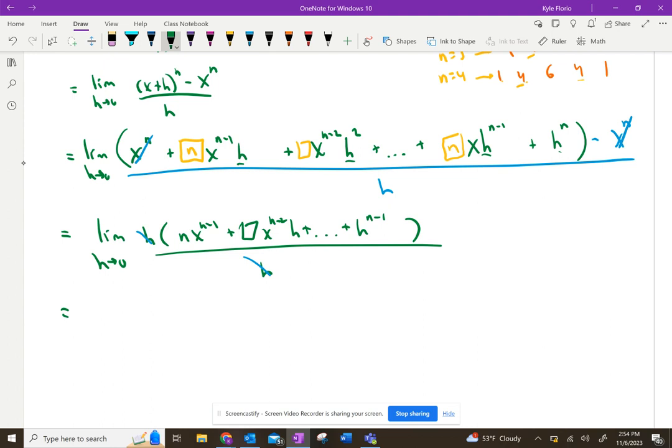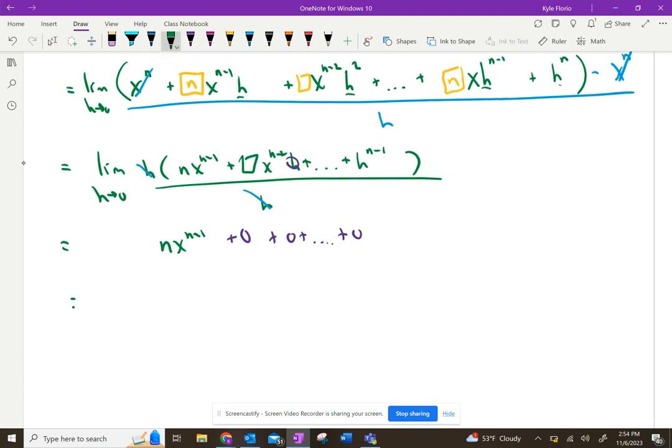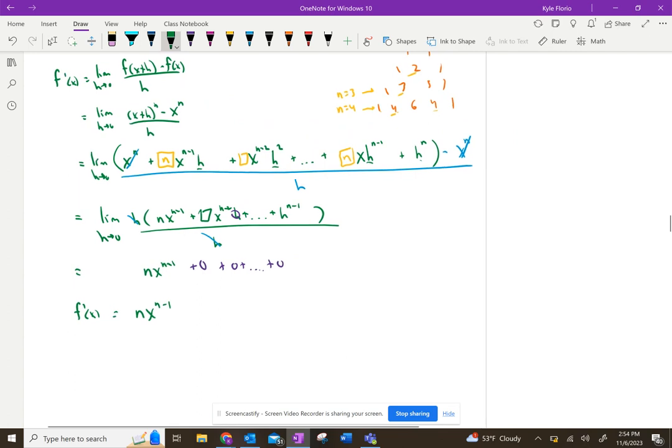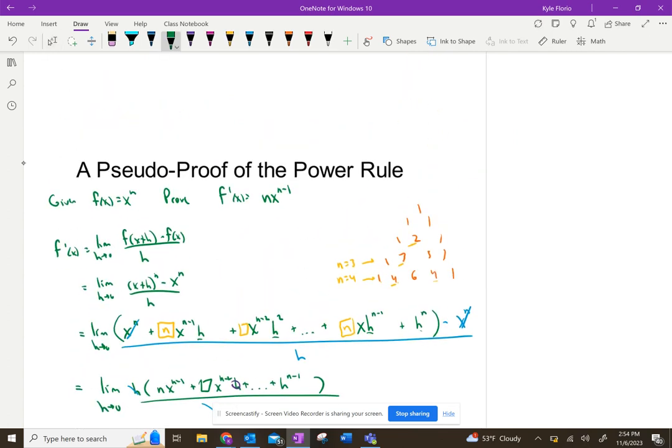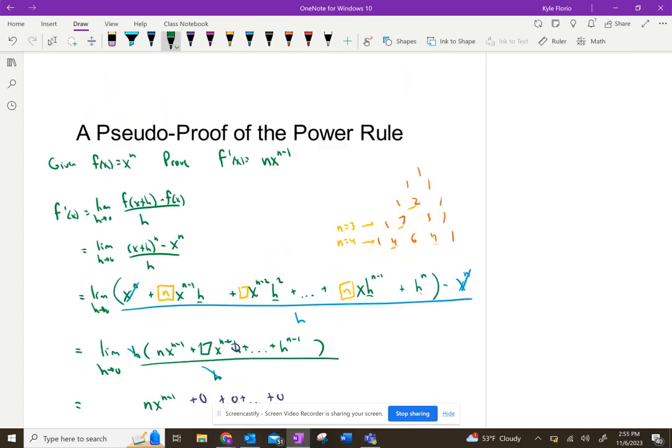And then now with what's left, I can plug in h equals 0. There's no h here, so I get n x to the n minus 1. But this is going to become 0 because I'm plugging in 0. And all the terms in the middle are going to have h's in them, so they're all going to become 0, including the last one. So then you truly do get n times x to the n minus 1. So there's your pseudo proof, in the general case, of why the power function's derivative is that. Okay.